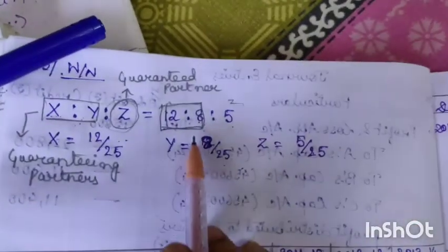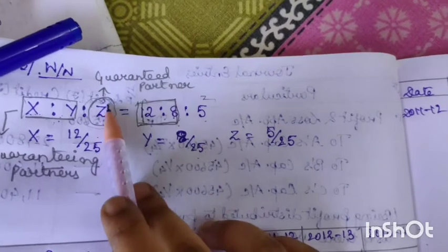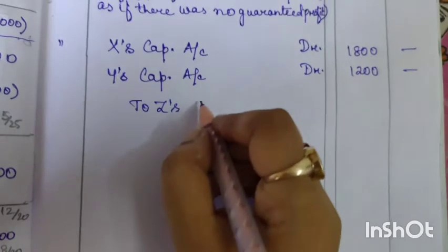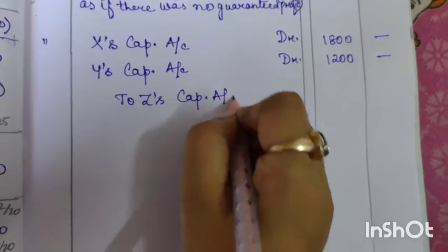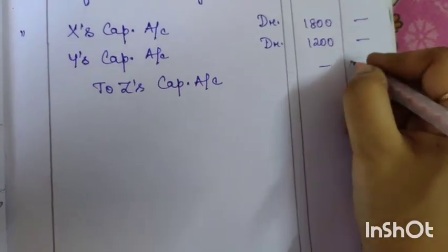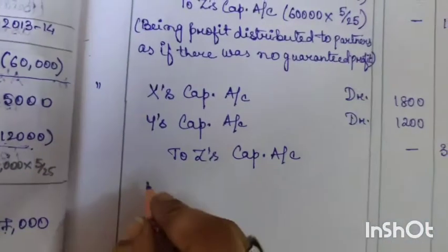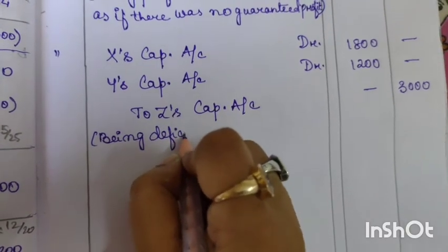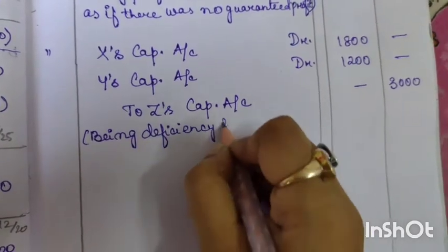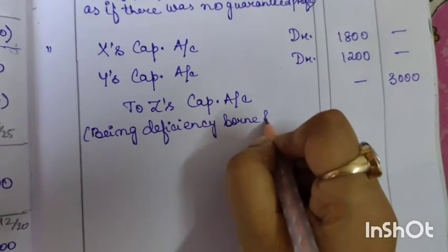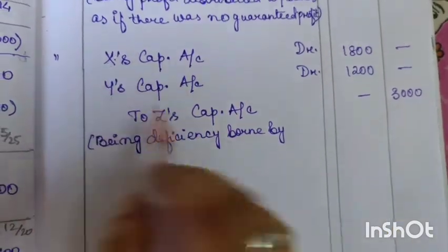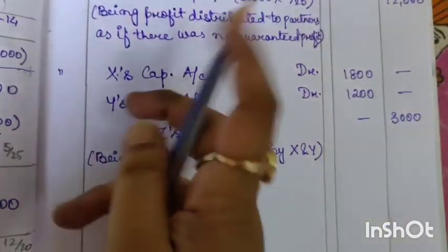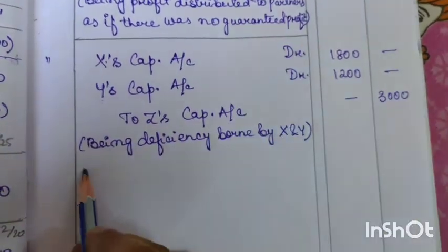And who is the guaranteed partner? Z is the guaranteed partner. I told you Z is the guaranteed partner. So we'll write to Z's capital account 3000. Okay, here we can write being deficiency borne by, who are the guaranteeing partners? X and Y. So you can write here directly X and Y. Okay, so these are the journal entries for the first year.